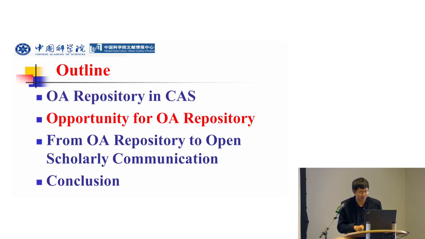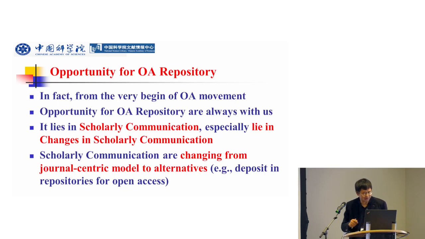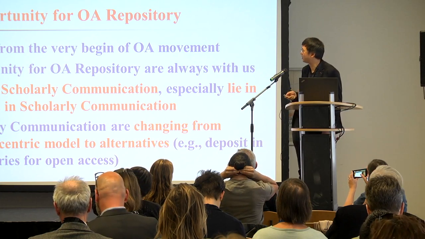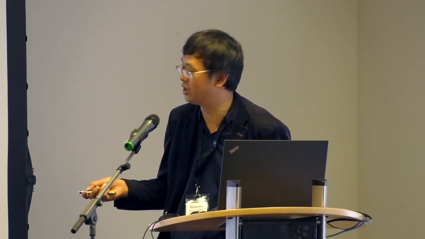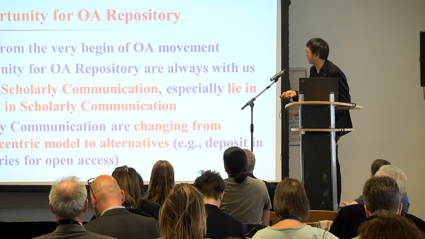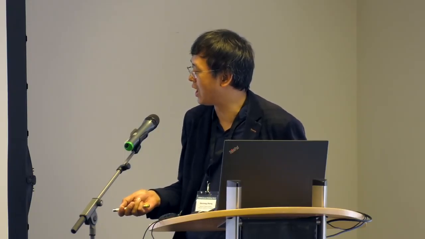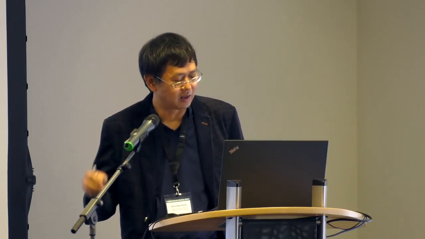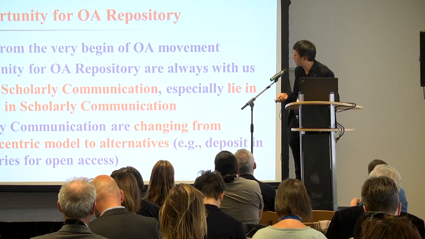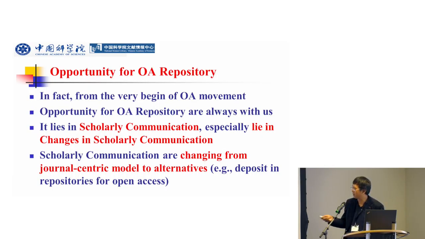And we are learning something from lots of the world. In fact, I think from the very beginning of the AI movement, the opportunity has always been with us. It's not in developing the software or collecting the data, but it's lying in scholarly communication. I think it's especially lying in the changing scholarly communication, because nowadays scholarly communication is changing from the journal central model to an alternative one. That means in all the time, scientists submit articles to journals, and scholarly communication is based on journals. But now everything is changing.